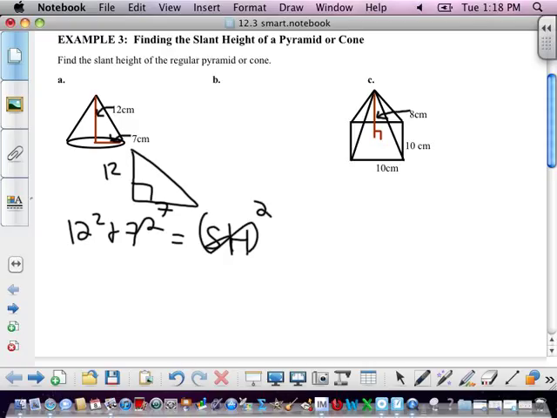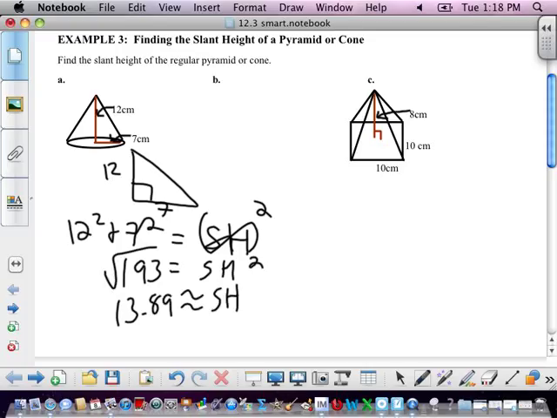So we do 12 squared plus 7 squared, get our answer, 193, equals the slant height squared. Then we take the square root of it. We get the slant height is 13.89, approximately, because we took the square root. All we have right now is the slant height. That's all we had to find.